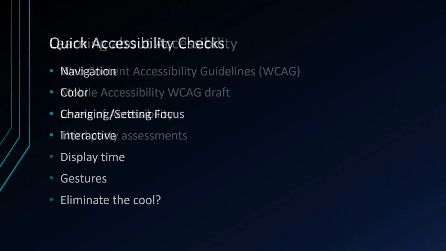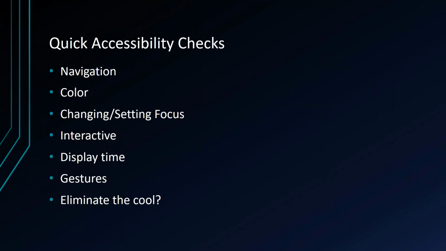So some quick accessibility checks for you. These are just some things that I've learned that you can look into in your app to see, are you meeting requirements. You want to check your navigation from an accessibility user standpoint. Can people navigate to all the different controls and screens properly and with ease?